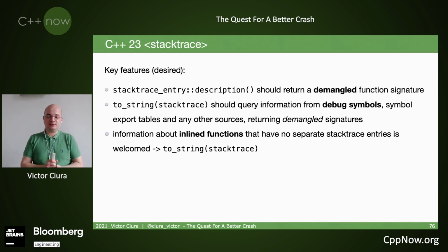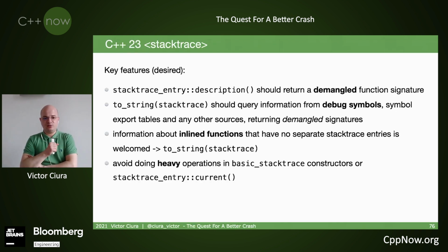But I'm not sure how implementers would choose to handle this. Inline functions are difficult because even for debugging purposes, showing functions that have been inlined is no easy feat. Sometimes it gets gnarly. Avoid doing heavy operations in StackTrace constructors or StackTrace entry current. So computing each stack frame should be quick. So nothing too expensive there.